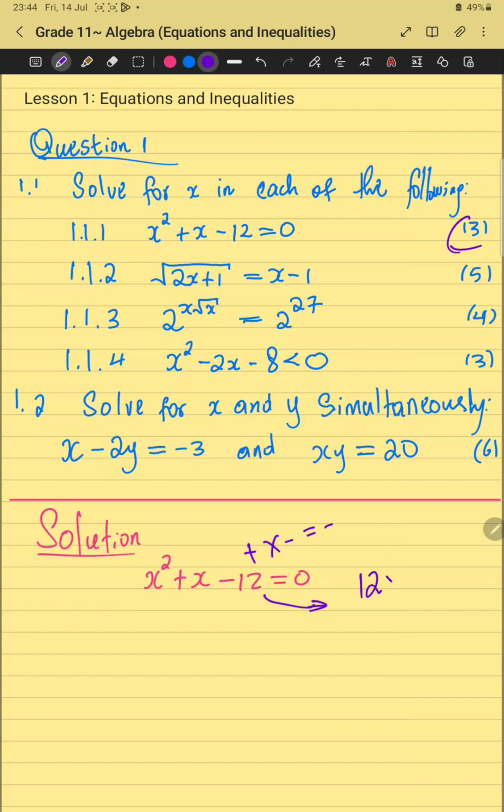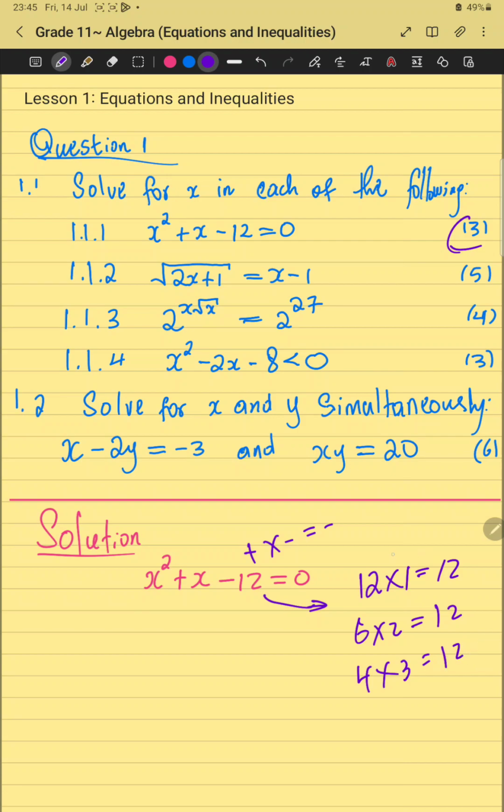The first one, we've got 12 times 1, it is 12. 6 times 2, it is 12. And as well as 4 multiplied by 3, it is also 12.